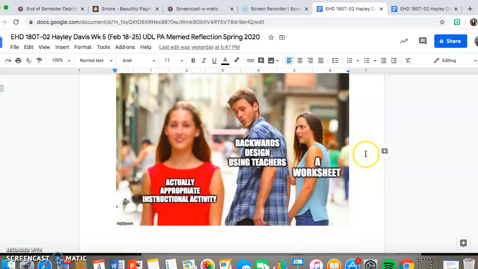And then we have here backwards design, using appropriate instructional activities versus a worksheet. So, like I said before, how important it is to find appropriate activities that would help our students learn the content versus just giving them a worksheet and having them fill it out.